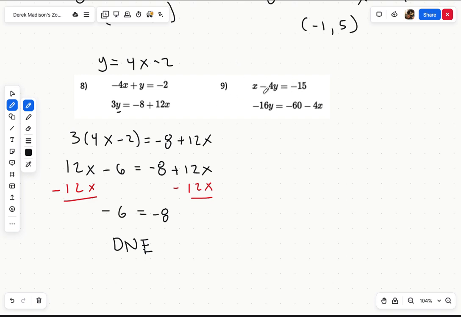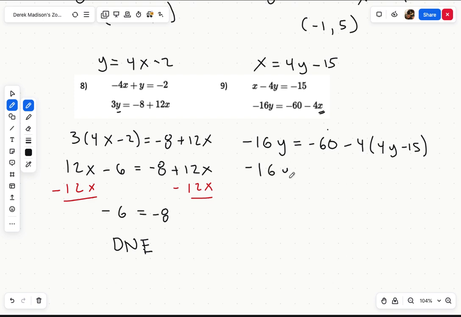And then this last one, same thing, we're always just trying to figure out which is the easiest variable to get by itself, and that x right there definitely looks like the way to go. So I'll add the 4y over and get x equals 4y minus 15. And now that will let me put that right there, oops, for that x. So -16y equals -60 minus 4, and then (4y minus 15) is the substitution for the x.